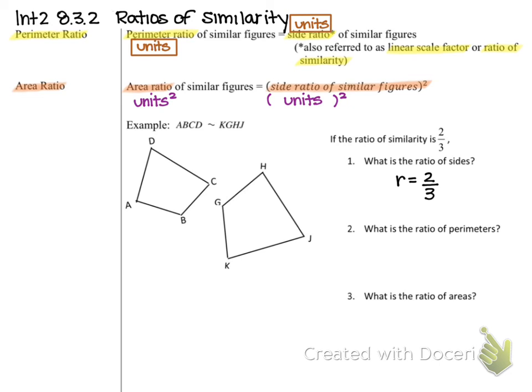Ratio of perimeters, well, that's still going to be the same as the side length ratio. Ratio of areas is going to be R squared. So we're going to take our 2/3 and we're going to square it. As a reminder, whenever we square a fraction, you square the top and the bottom separately. So our area ratio is going to be 4/9.